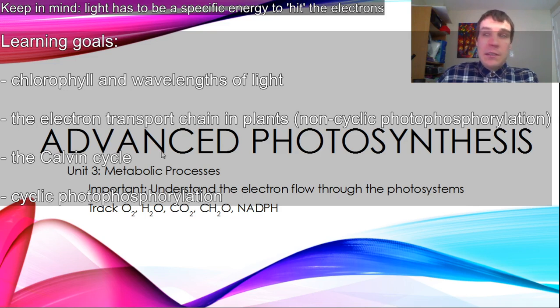Then we're going to get into the electron transport chain in plants. We call that non-cyclic photophosphorylation, which again is a point of confusion because non-cyclic photophosphorylation passes its electrons to the Calvin cycle. So it's non-cyclic because it passes it to a cycle. It's a little bit strange. And then finally we'll talk about cyclic photophosphorylation, which doesn't pass it to the cycle. So that's something to really remember.